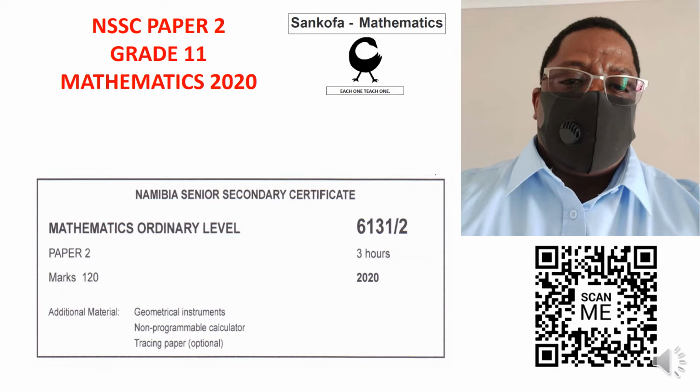This is the paper 2 that was written by the grade 11s in 2020. It's based on the Namibian ordinary level certificate, so learners who are currently in grade 10 can also go through this material. I am also going to upload the question paper. You can get it from your schools, but I'm going to upload it onto the Google Classroom.